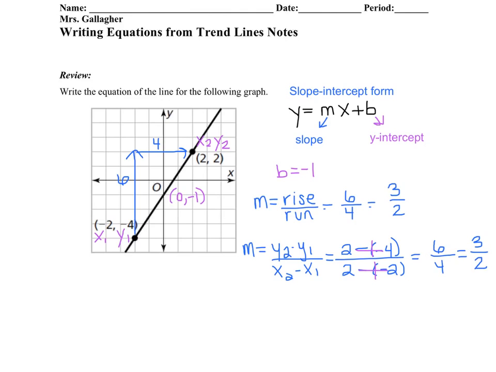Then lastly, you want to put it all together into y equals mx plus b. So y equals, my m is my slope, which is 3 over 2, x, and then my b is my intercept, which is -1. So -1, and that is your answer. So when we are writing equations from trend lines, we will be using the slope-intercept form. Let's do an example together.